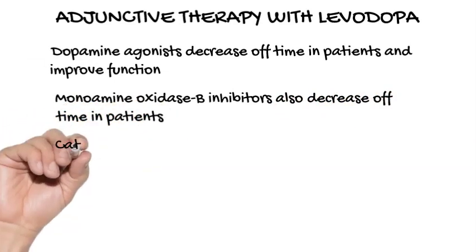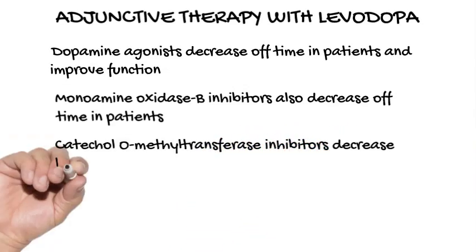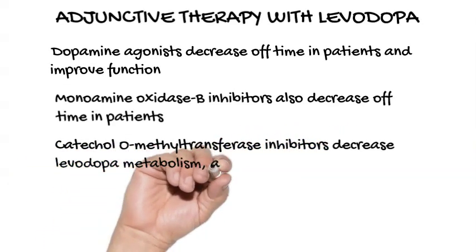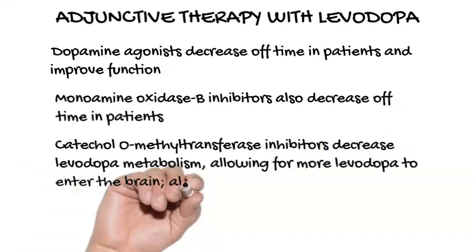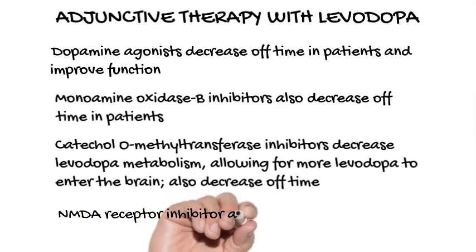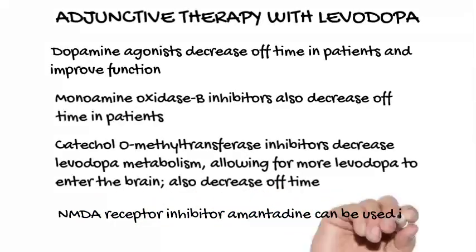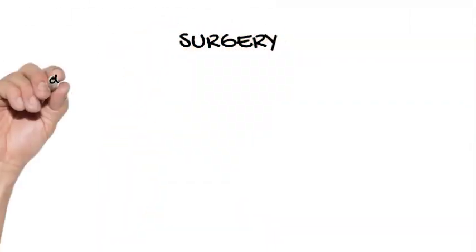Monoamine oxidase B inhibitors also decrease off time in patients. Catechol-O-methyltransferase inhibitors decrease levodopa metabolism, allowing for more levodopa to enter the brain. They also modestly decrease off time. The NMDA receptor inhibitor amantadine can be used in treatment of dyskinesias in late disease.